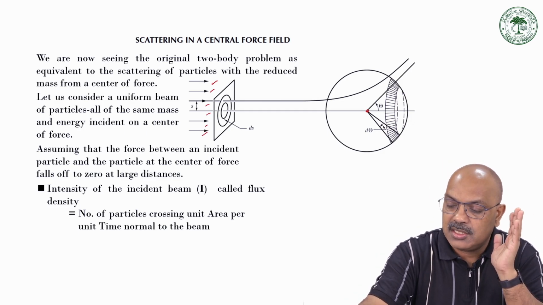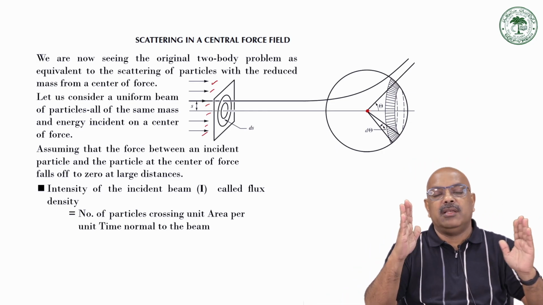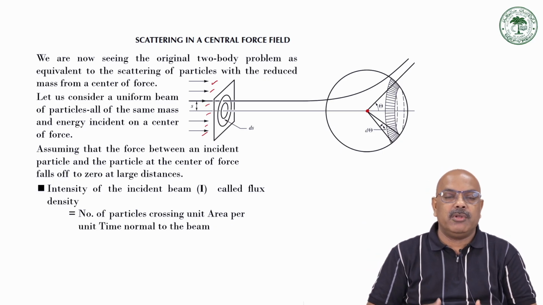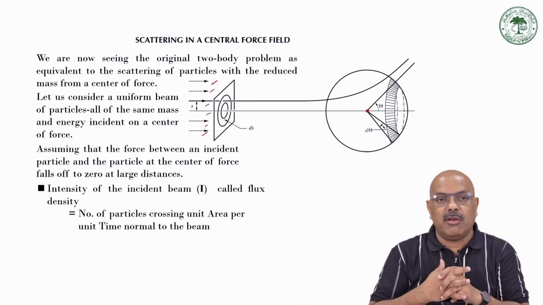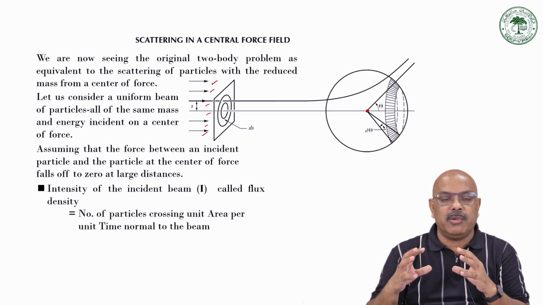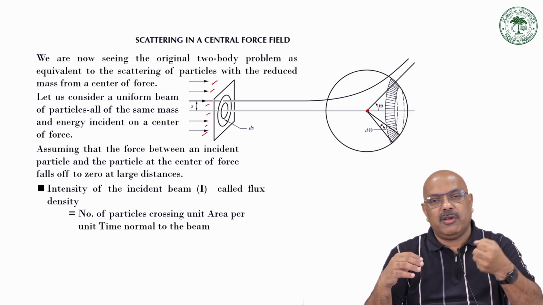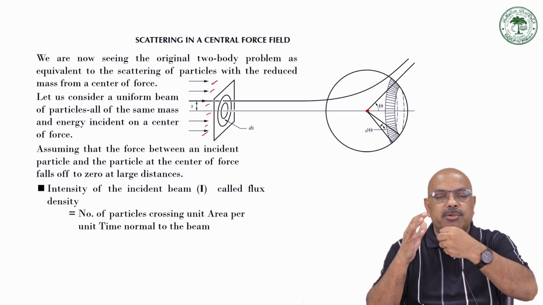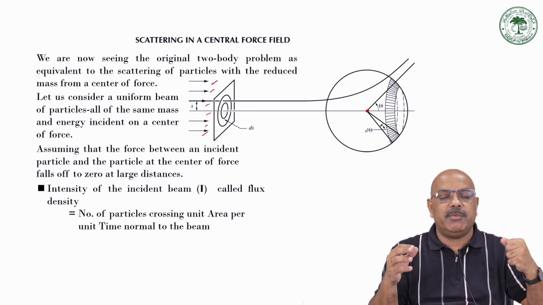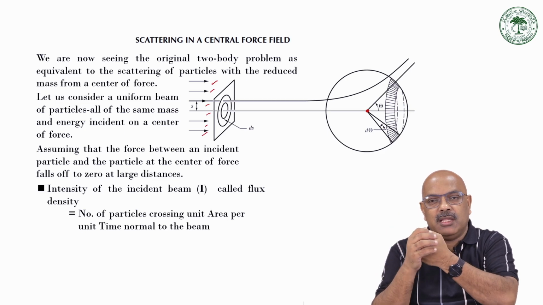They are striking the target. This is my force center, and these particles are coming and striking the target, and then something will happen depending upon the conditions, the charge of the particles, and all these. This is a two body problem, because one body is the projectile which is coming towards the target, and the second body is my target nucleus. So the alpha particle is one body, and the gold nucleus is the second body.